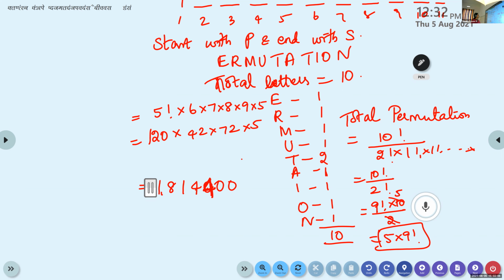The third part you can try. What is asked in the third part? The words with T's together. T's together. You can take T as we did with vowels together. Likewise here, T's together. You take all the letters T as a single unit and find out.